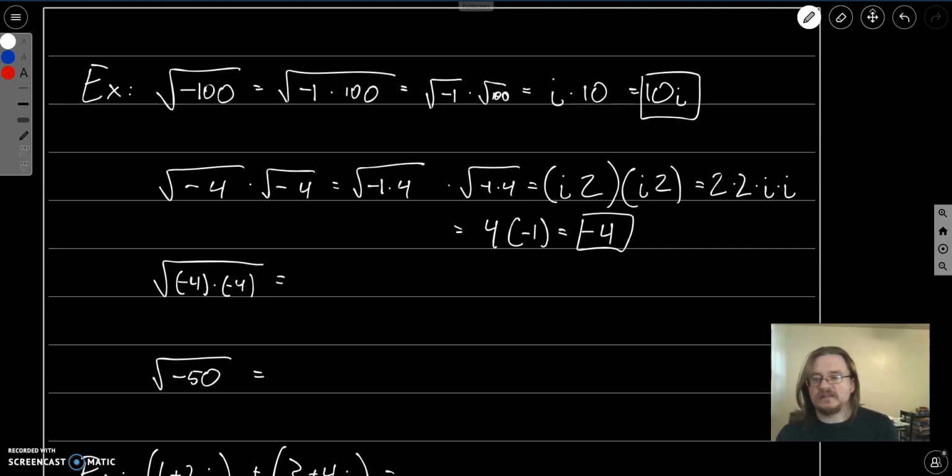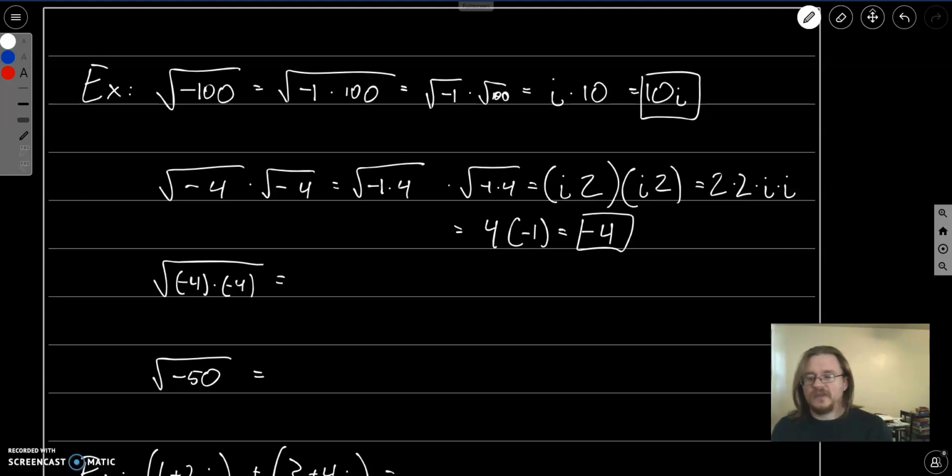And that kind of makes sense. The square root of negative 4 times the square root of negative 4. Well, the way square roots work is that if I take the square root of a number times the square root of that same number, I should just get that number. The square root of 2 times the square root of 2 is 2. So the square root of negative 4 times the square root of negative 4 should be negative 4.